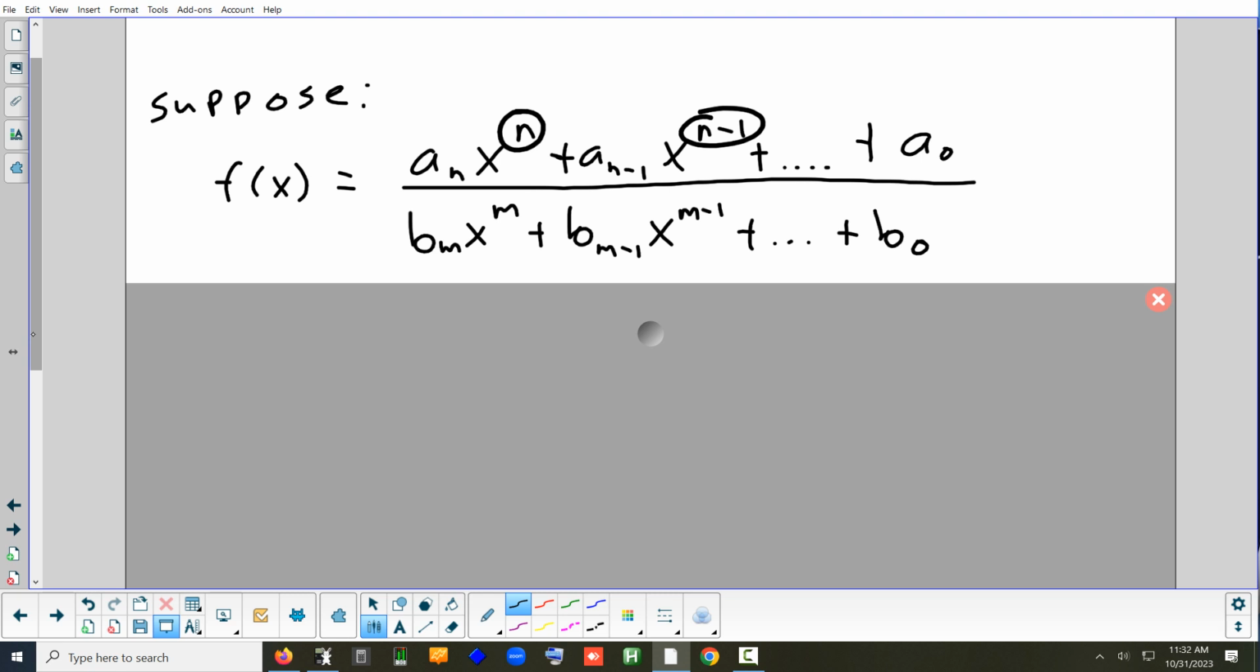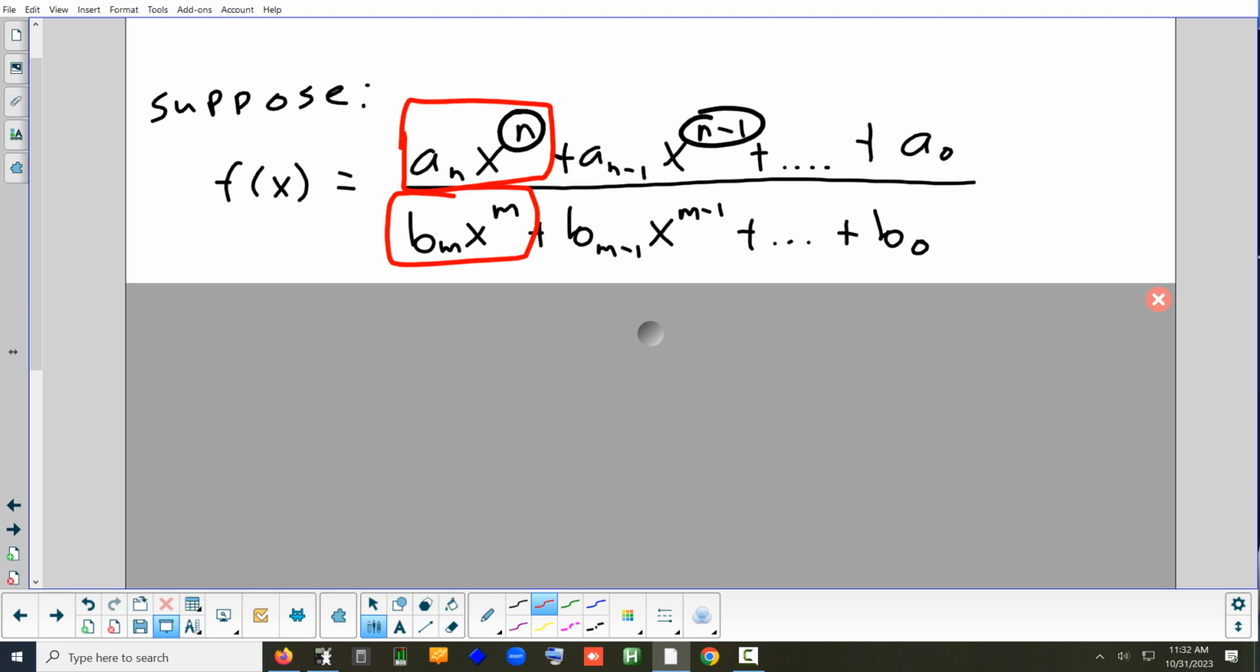What would be the highest degree term in the top of that? Yeah, a sub n x to the n. That would be the highest degree term in the top. So we would call that the EBM of the top. What would be the highest degree term in the bottom? Yeah, the first one, b sub m x to the m. That would be called the EBM of the bottom.